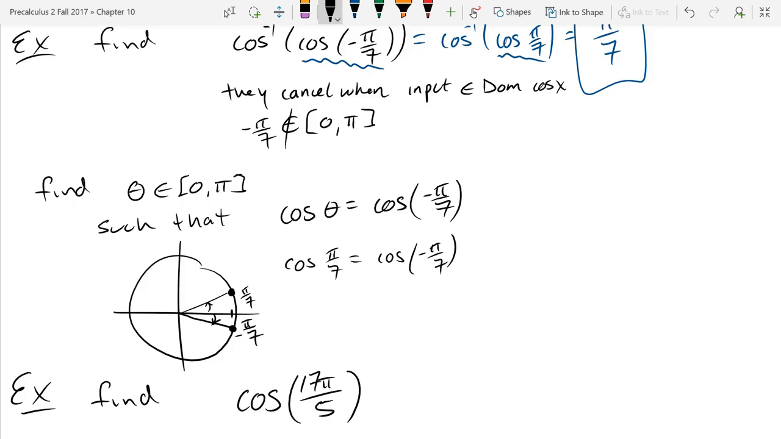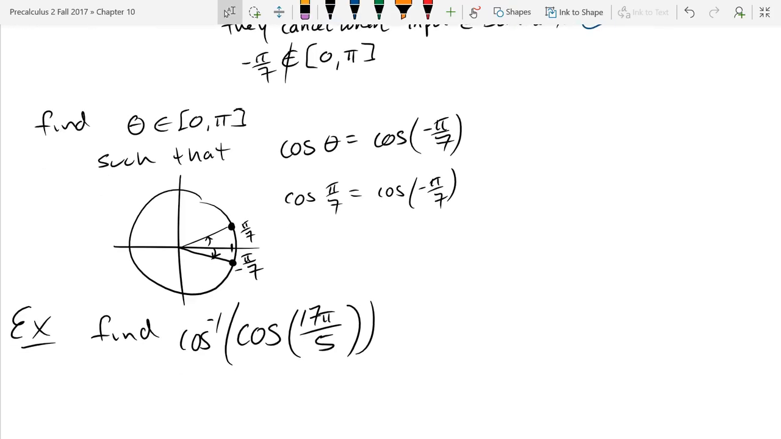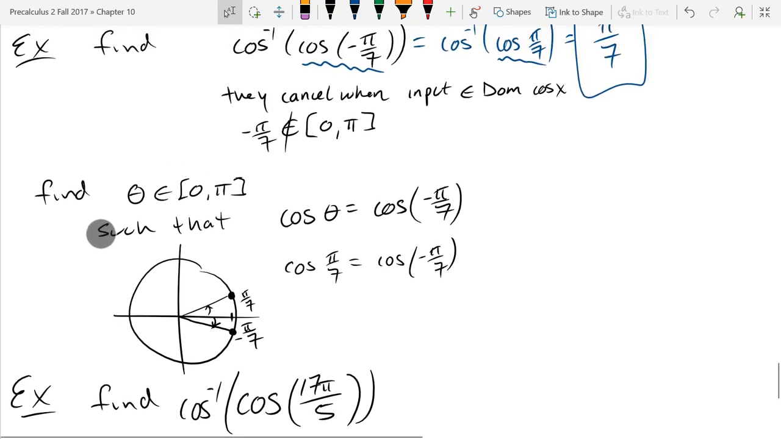We want cos inverse of cosine. There we go. All right, so find cos inverse of cosine of 17 pi over 5. So we're going to do the same first steps here.